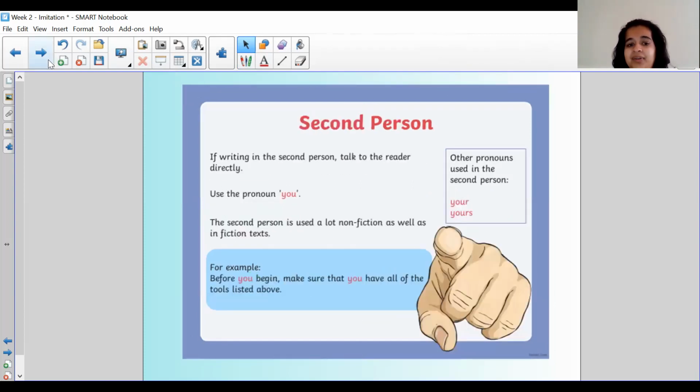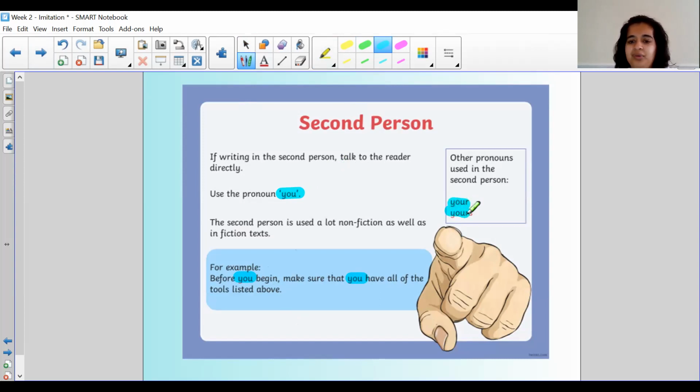Okay, second person. If writing in the second person, you are talking to the reader. You are talking to the reader. Okay. You use the pronoun you. Okay. For example, before you begin, make sure you have all of the tools listed. Okay? Other pronouns could be your and yours. Okay? It could be something like, imagine you are walking down a quiet corridor. Imagine you are in the forest. You are feeling scared. Okay? We use the second person a lot in nonfiction as well as in fiction.